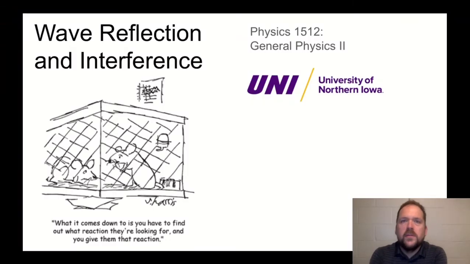Hello and welcome to yet another lecture for General Physics 2. This one deals with the phenomena of wave reflection and interference. What happens when waves bounce off some sort of boundary and then interfere with parts of themselves?